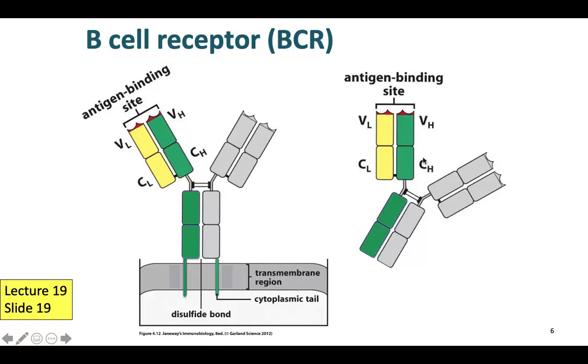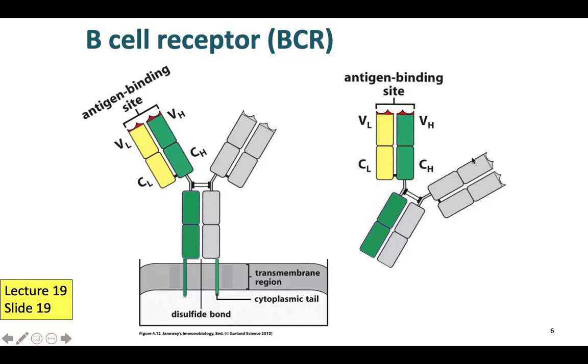It is composed of two types of polypeptide chains, heavy chain and light chain. Heavy chain is shown in green color and light chain is shown in yellow color. So the total number of peptide chains in one antibody molecule is 4, 2 heavy chains and 2 light chains.